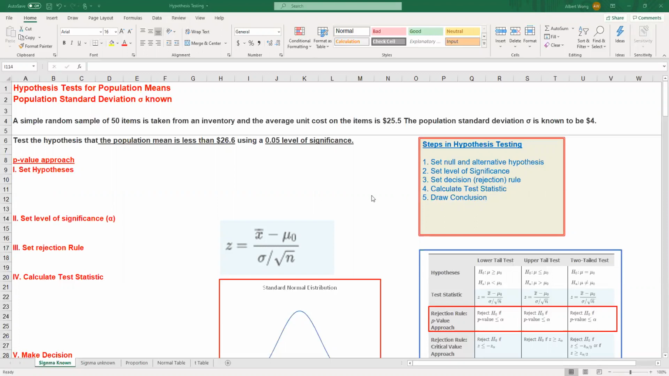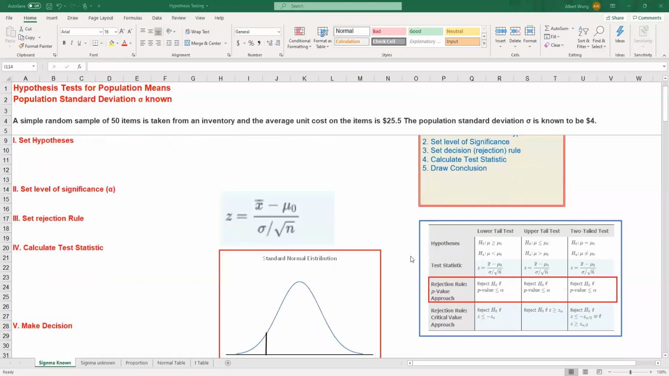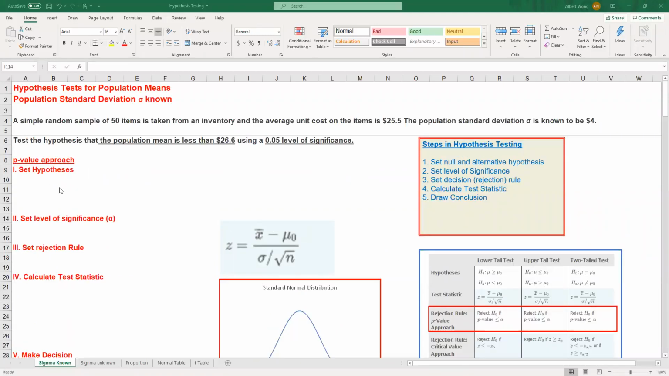So in this particular example, because of the fact that sigma, the population standard deviation, is given, we're going to use this formula: z is equal to x bar minus mu 0 over sigma over square root n. And we can use 2 different approaches to do the testing. The first approach is called the p-value approach, and the second approach is called the critical value approach, and we're going to do both. So the first thing we want to do is use the p-value approach to perform this hypothesis test. So let's get started.